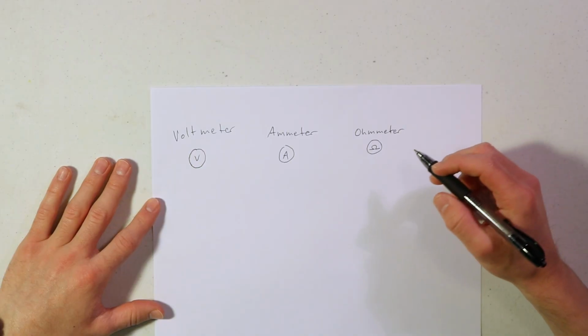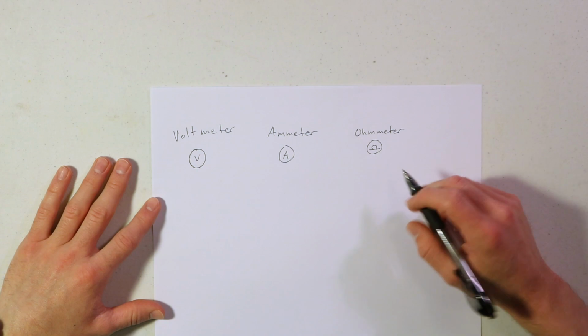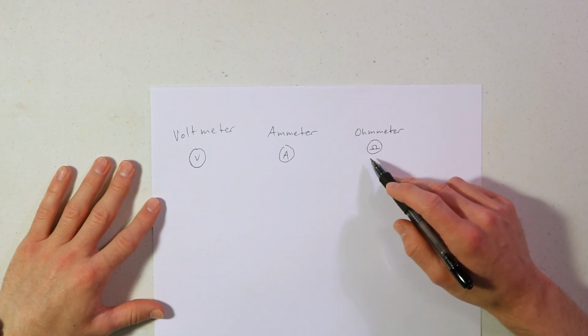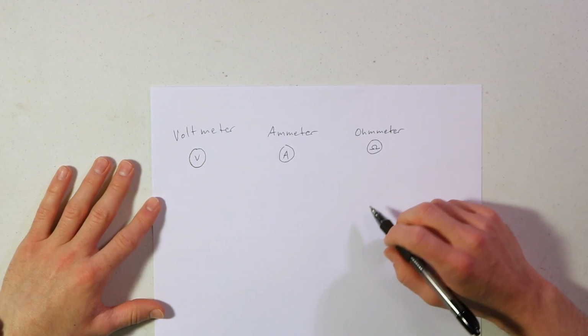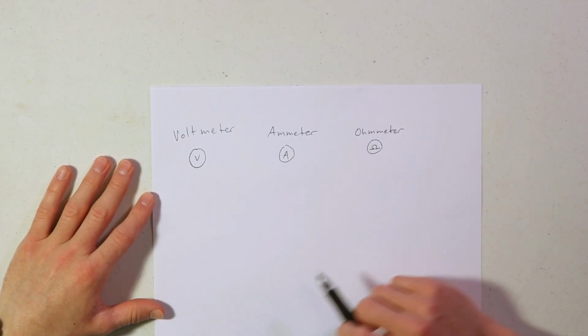The last thing to note about measuring resistance is the circuit symbol. So when we're measuring resistance, we call it an ohm meter. And so then we just put the symbol for ohms, the omega, inside a circle again, just like we had A and V for amps and volts.